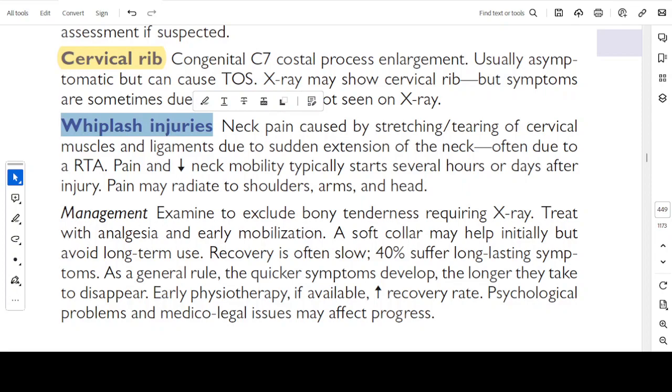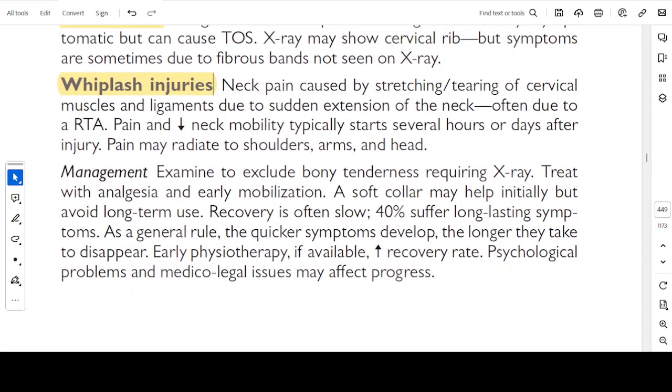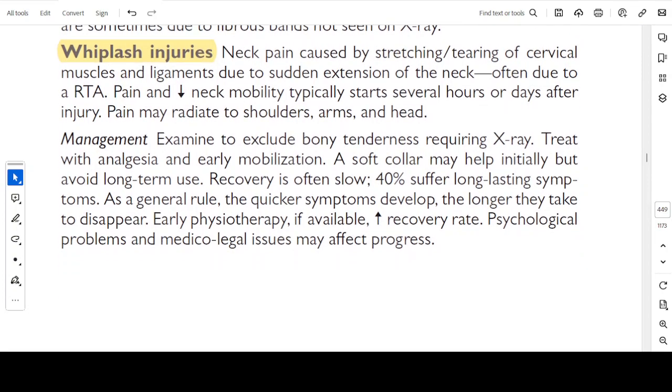Whiplash injuries. Neck pain caused by stretching or tearing of the cervical muscles and ligaments due to sudden extension of the neck, often due to RTA. Pain and decreased neck mobility typically start several hours or days after the injury. Pain may radiate to the shoulders, the arms, and the head.